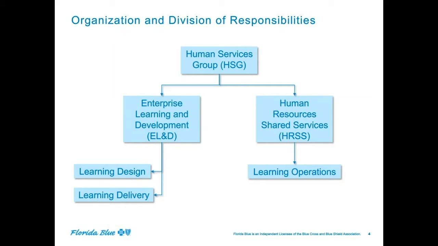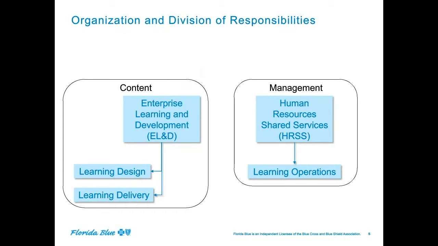Basically, Enterprise Learning and Development is responsible for all content issues. They're the ones that make the requests. They're the ones that tell us what the courses and classes need to be and when they're going to start and who's going to take them. And then they give it to us, and Learning Operations actually manages the learning management system to put that data in and make sure everything's working properly. The way I like to put it is Learning Operations are the people that make the trains run on time.